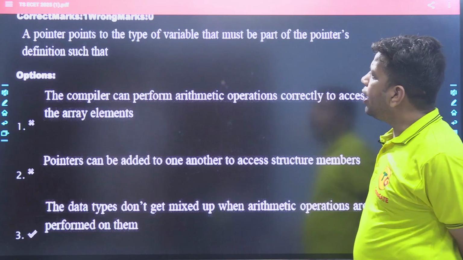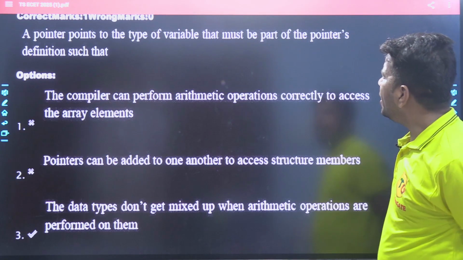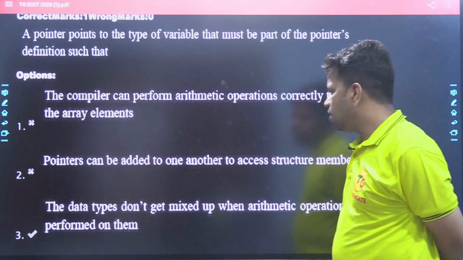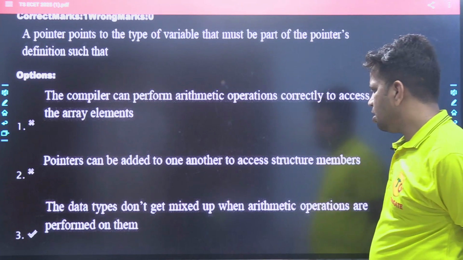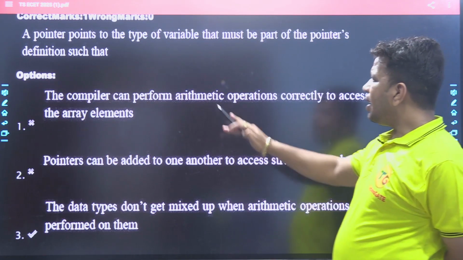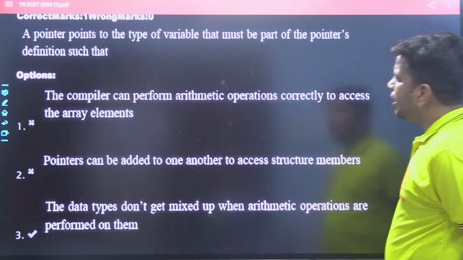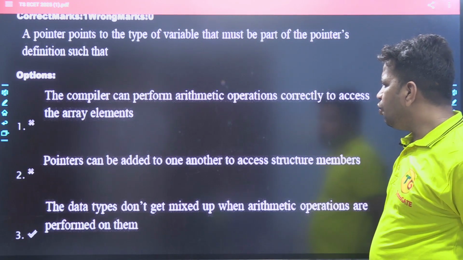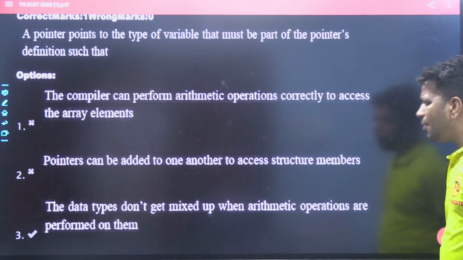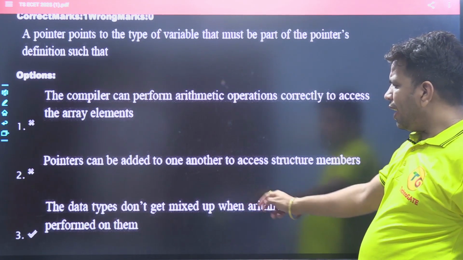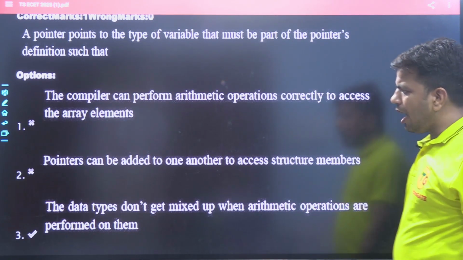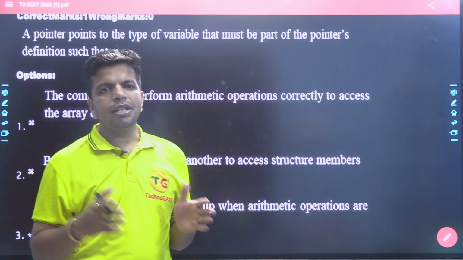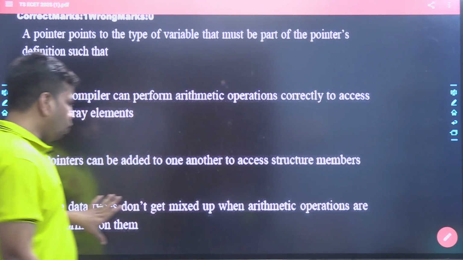A pointer points to a type of variable that must be part of the pointer's definition such that the compiler can perform arithmetic operations correctly to access the array elements. Wrong. Pointers can be added to one another to access structure members. Wrong. The data types don't get mixed up when arithmetic operations are performed on them. Definitely the data type is a separate thing, and the operation that we are going to perform is another thing. So don't mix that up.